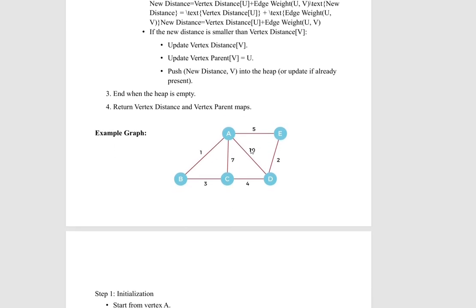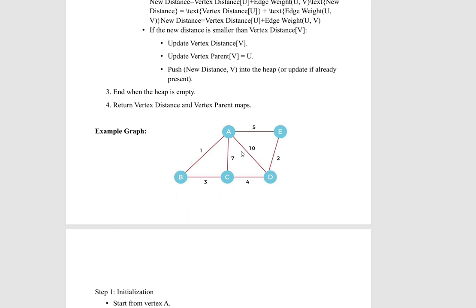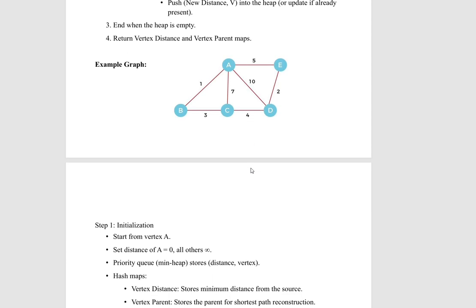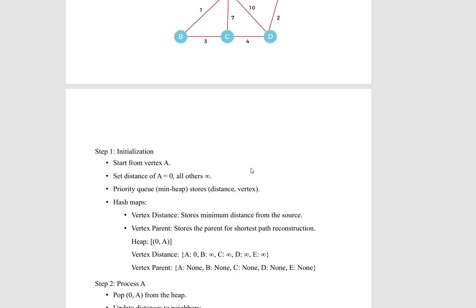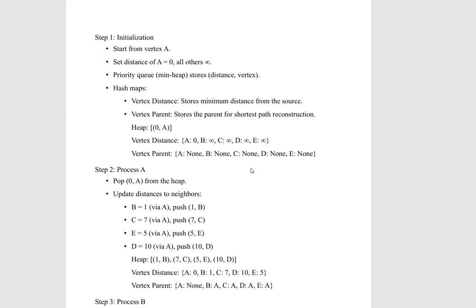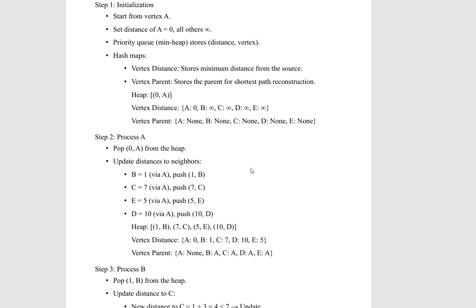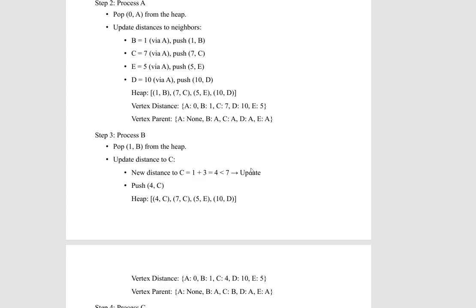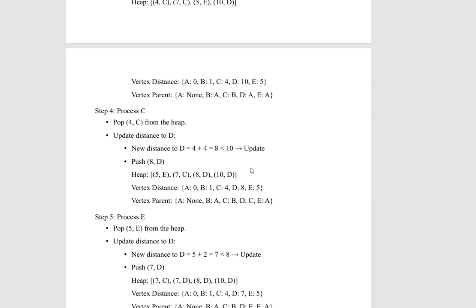For example, A to B is 1, A to B, B to C of 4, A to E of 5, A to E, E to D of 7. And the final shortest paths are A to B equals 1, A to C equals 4, A to E is 5, A to D is 7. And the time complexity is big O of V plus E of log V due to the priority queue.